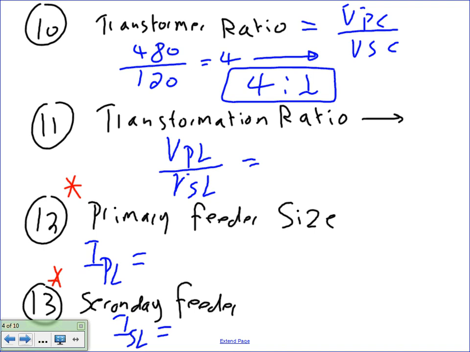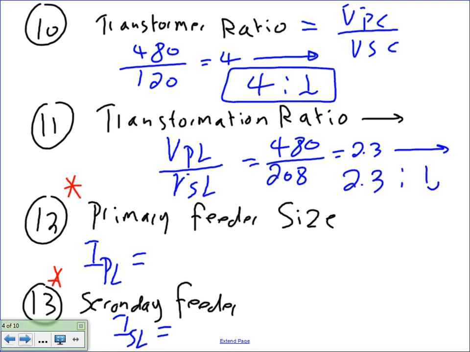Transformation ratio is defined as voltage line over line. Transformer ratio is coil over coil. Transformation ratio is line over line. So you take 480 and divide it. What's the line on the secondary? 208. So if we divide these two, you're going to end up with 2.3. This is the ratio format. So every 2.3 volts on the primary is equivalent to 1 volt on the secondary. Line to line, line to line.